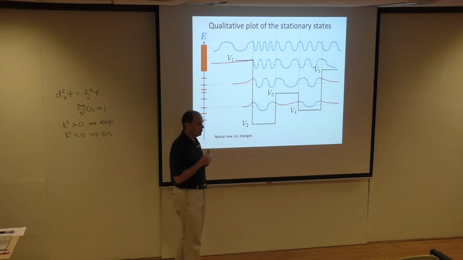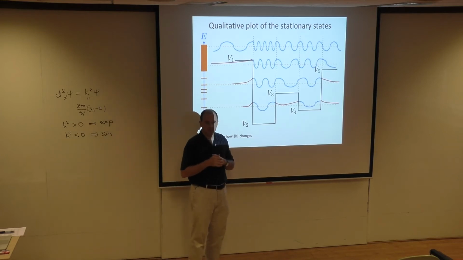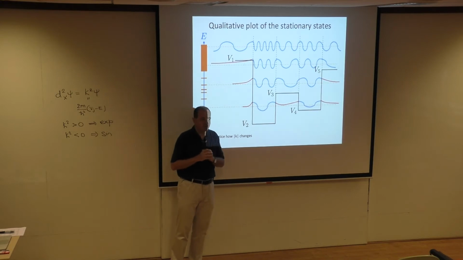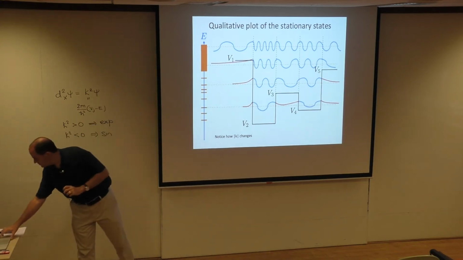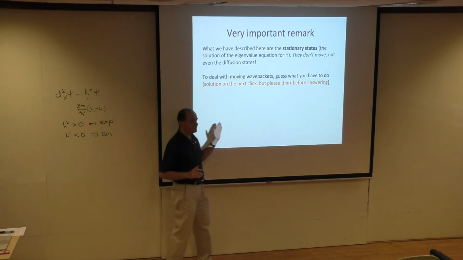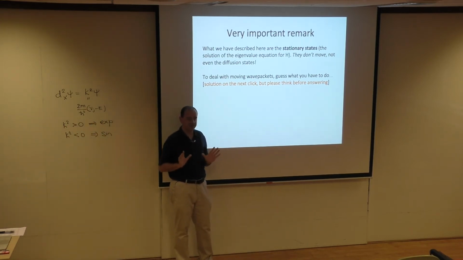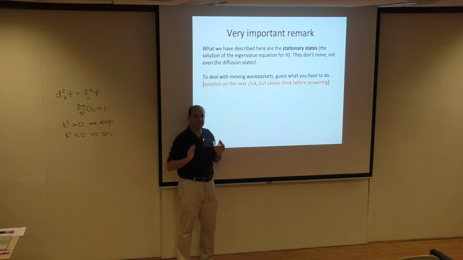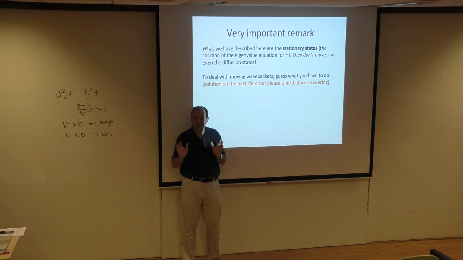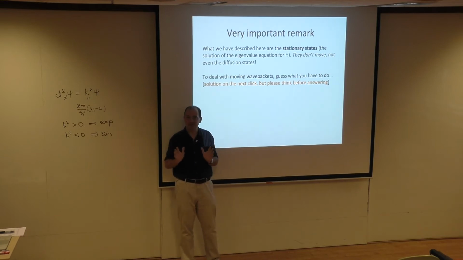Okay, now I'm going to make a very important remark that is often a source of confusion, especially for those who don't really master Fourier transforms. And the remark is like this. What we have just described are the stationary states. Even if we call some of them diffusion states, those up there, they are not moving. There's nothing moving. These are eigenstates of the Hamiltonian. They don't move. So how do you describe a particle that moves?